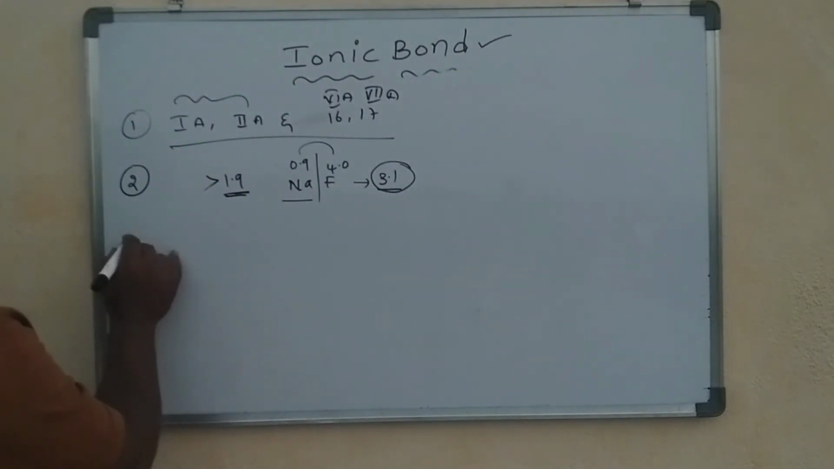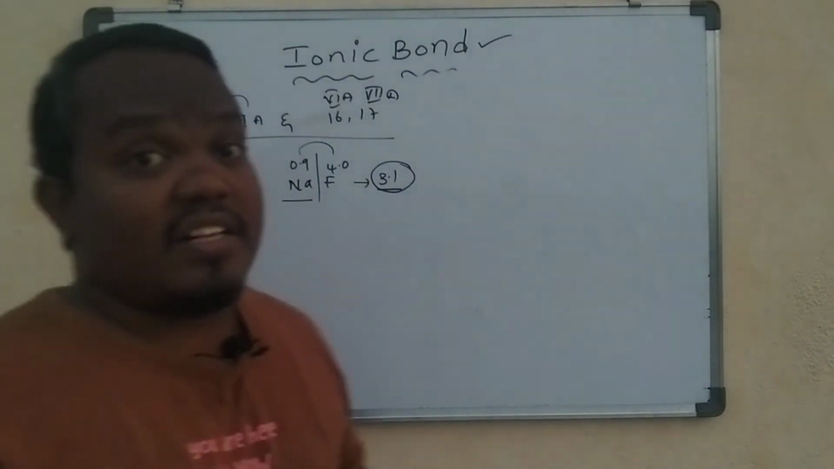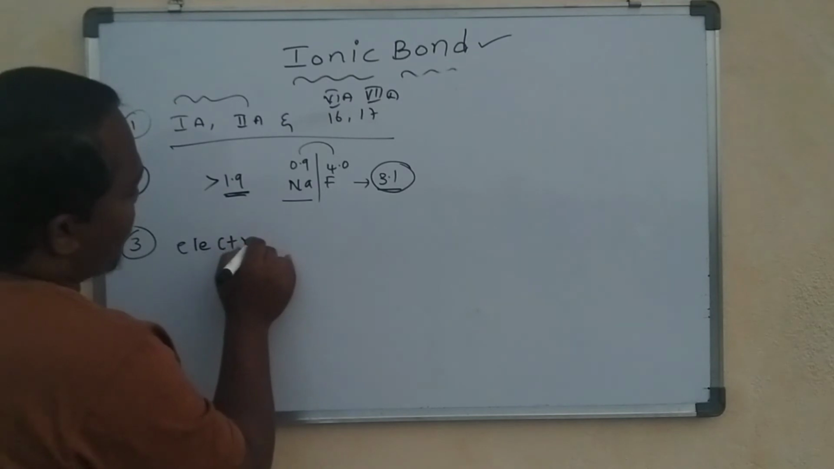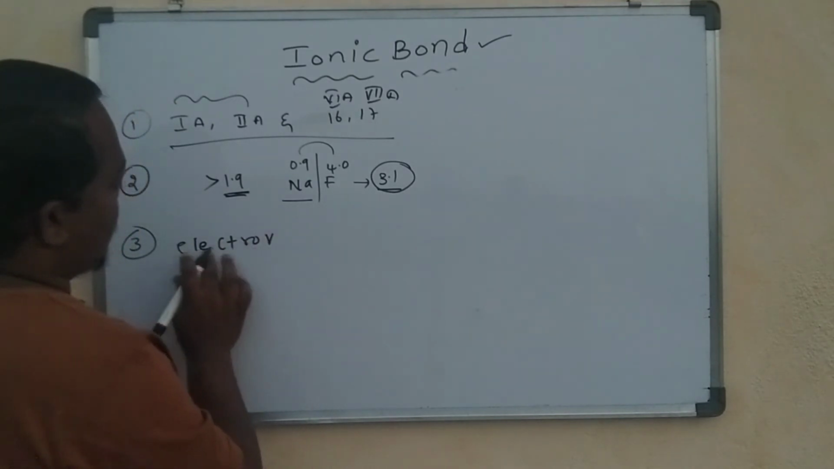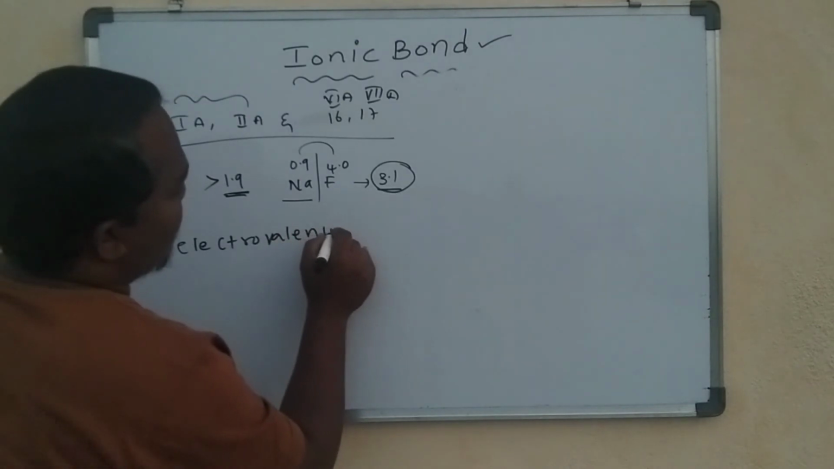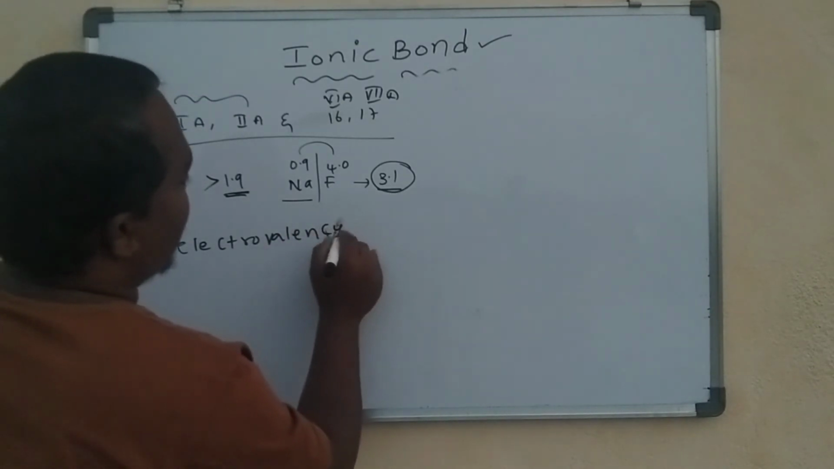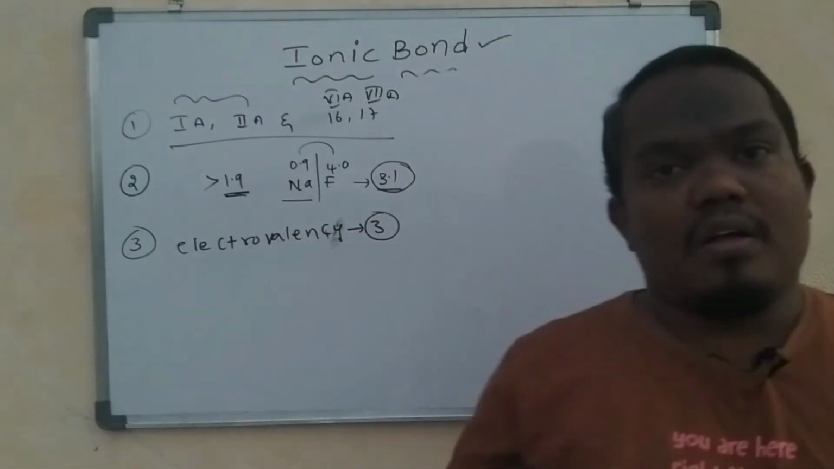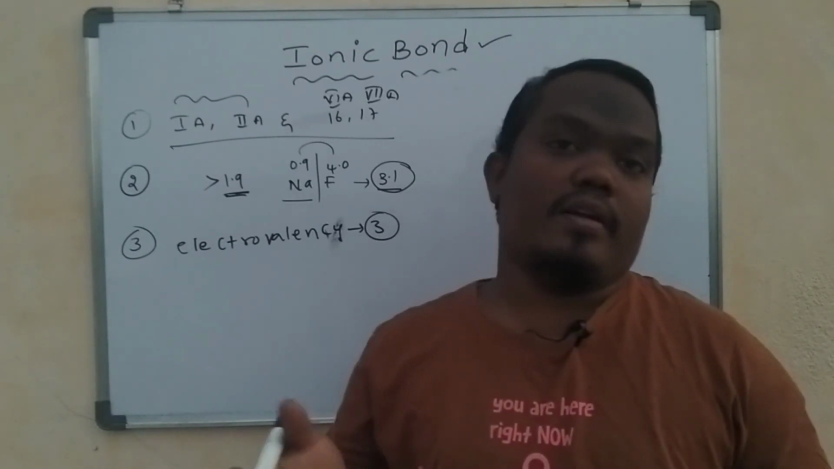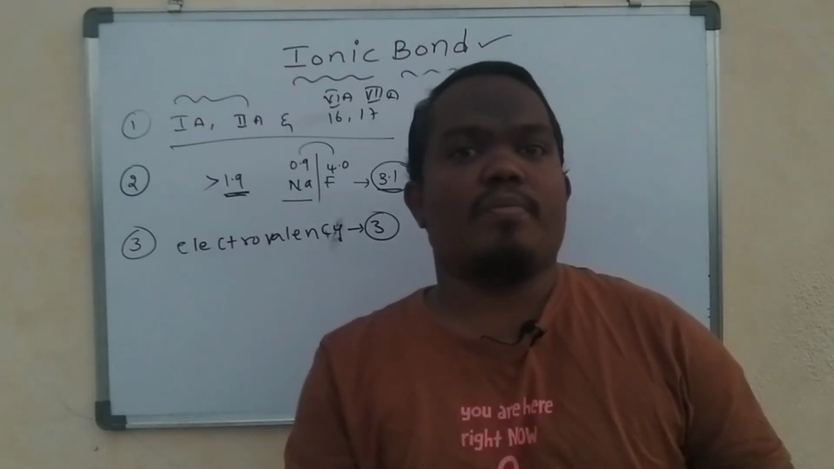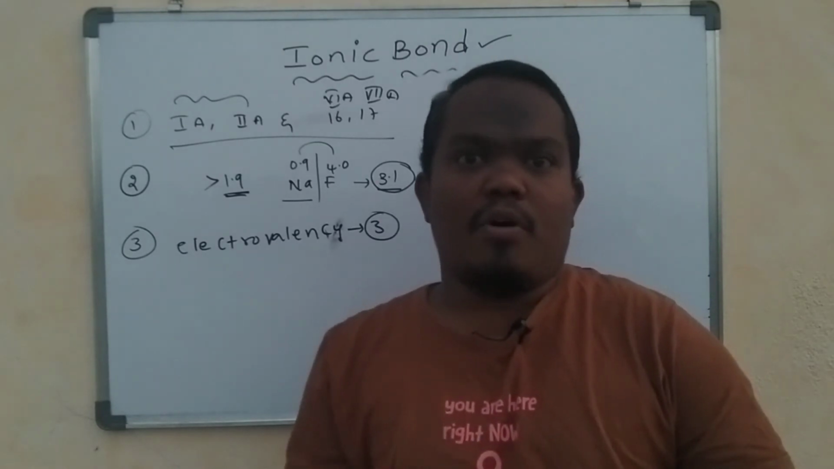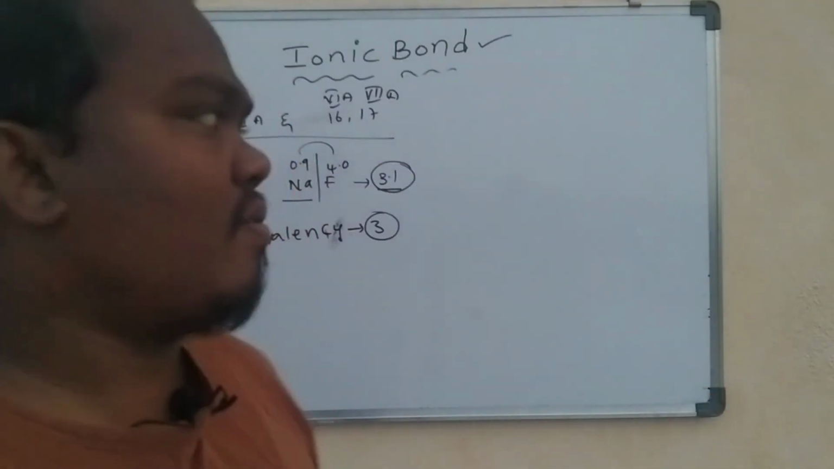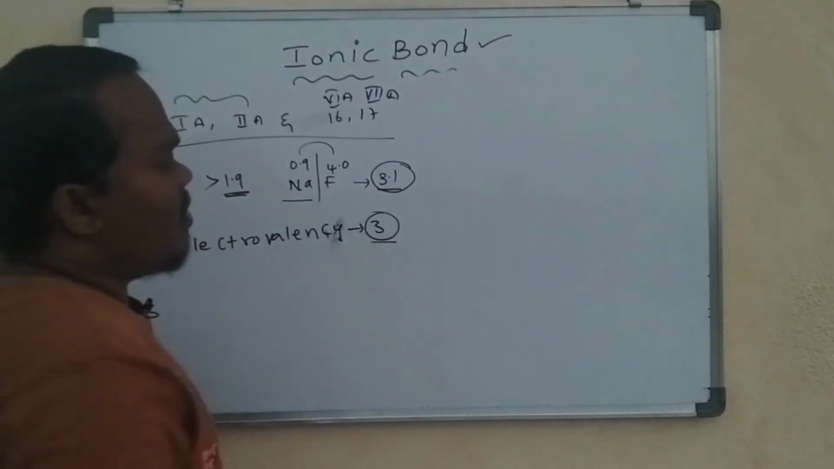Ionic bond has a maximum electrovalency of 3. What do you mean by electrovalency? It is the transfer of electrons. That means the metal atom loses or the non-metal atom gains. How many electrons are lost by an atom, or how many electrons are gained by an atom, is also known as electrovalency. So the maximum electrovalency for an ionic bond is 3.